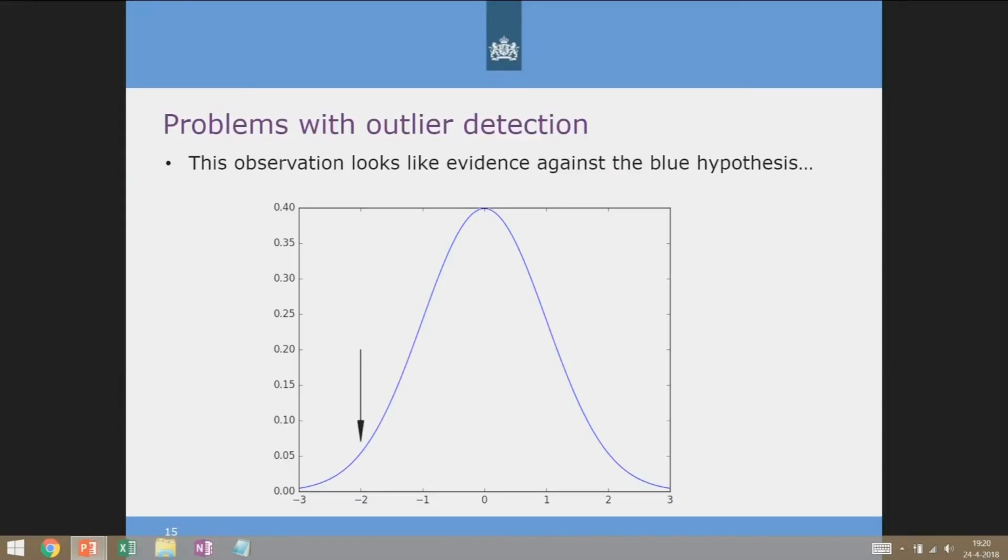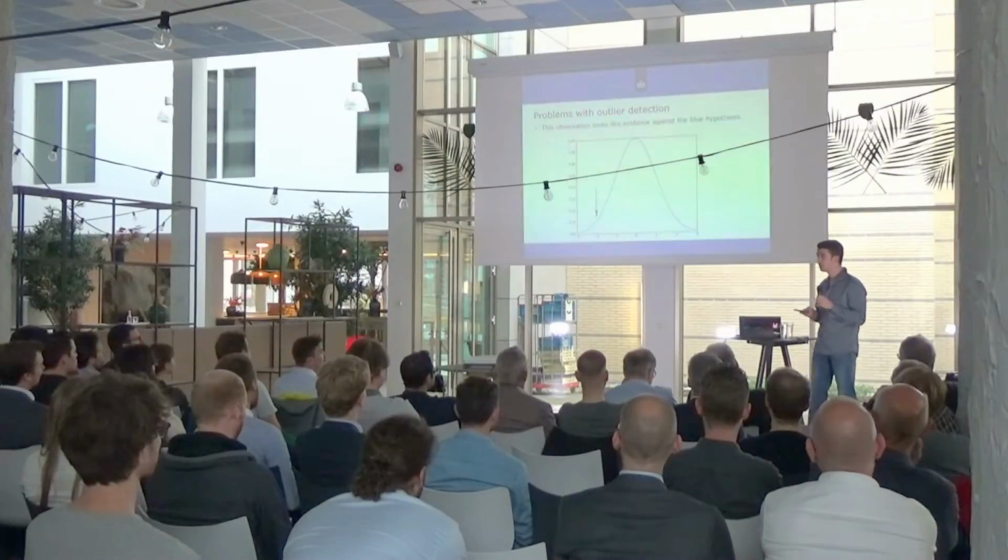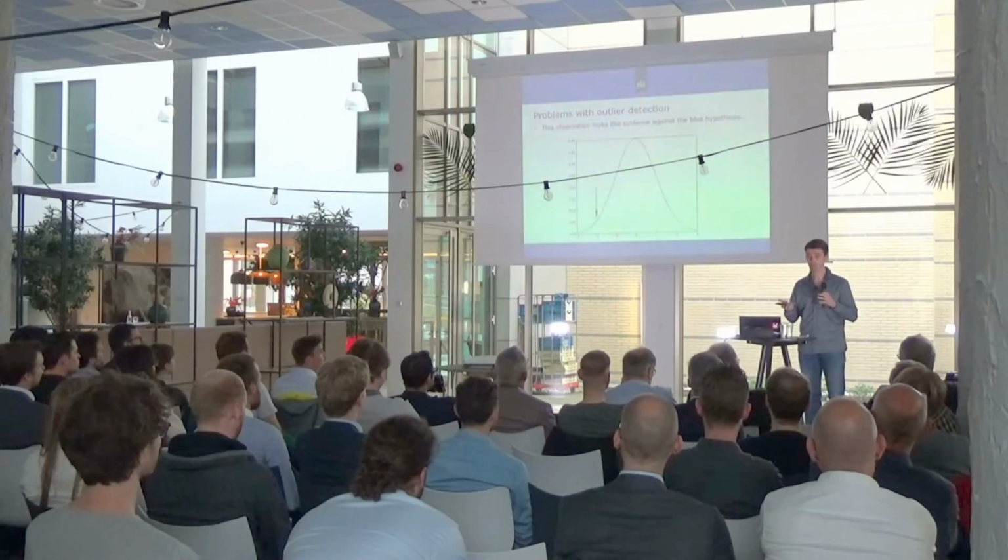So I'll illustrate the problems of outlier detection with an example. Let's say that we just have this distribution. Let's call it the blue hypothesis. And we also have one observation, which is the black arrow. And as you can see, our observation is very unlikely under the blue hypothesis because it's almost all the way in the tail of the distribution. So does this mean that we should reject the blue hypothesis?